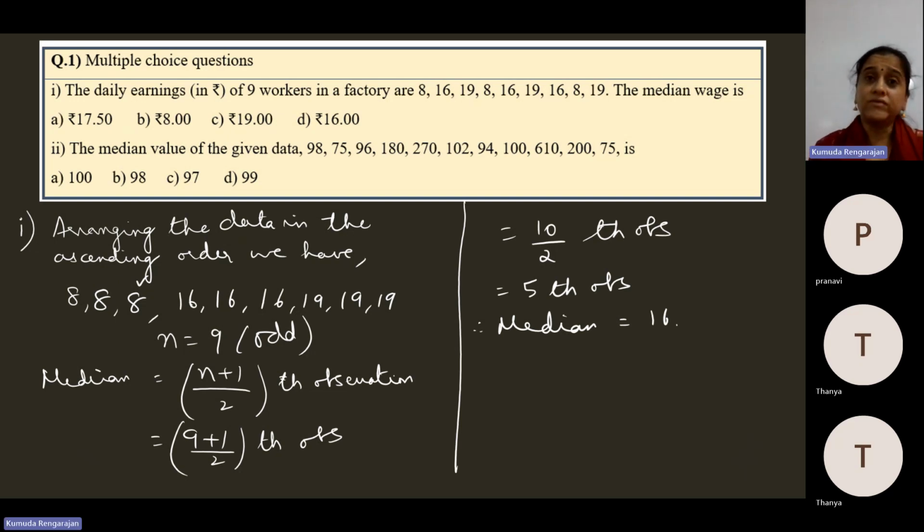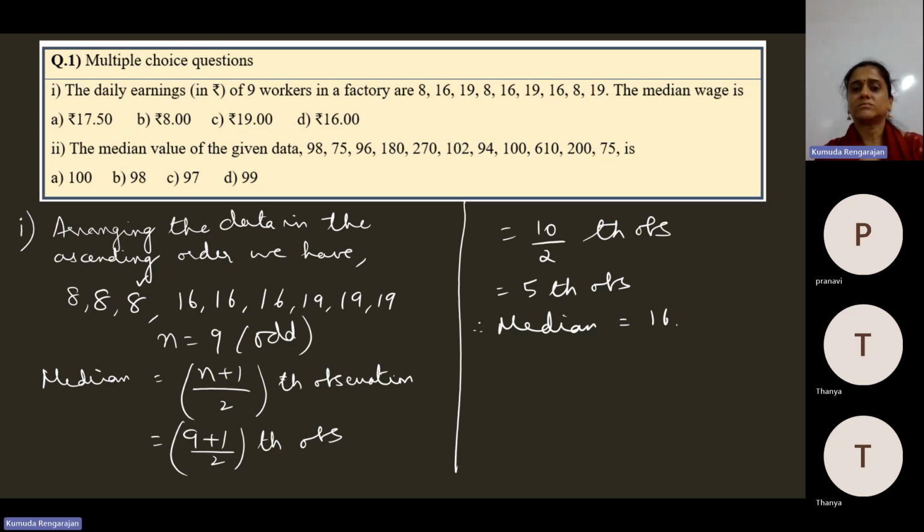No. When n is even, the formula is different. This is not the formula. This is only when it's odd. When n is even, I'm going to tell you that next. So the median is the 5th observation, which is 16.